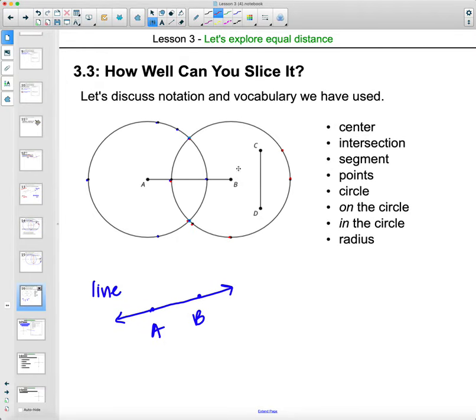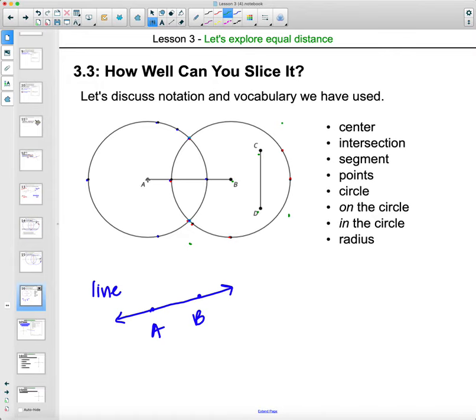Inside the circle, so inside of this red circle would be kind of all of these points. B, C, D, this point is inside of circle B. Outside of the circle would be like this, or A would be outside of circle B.